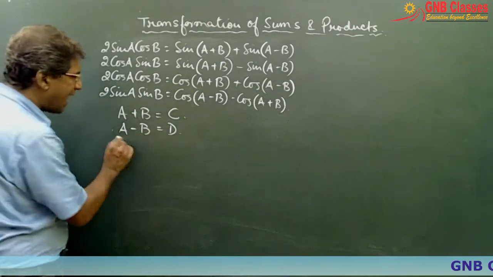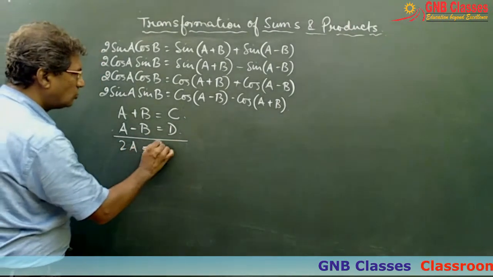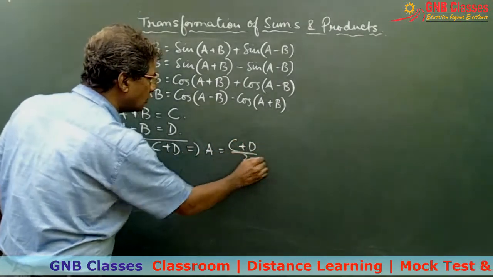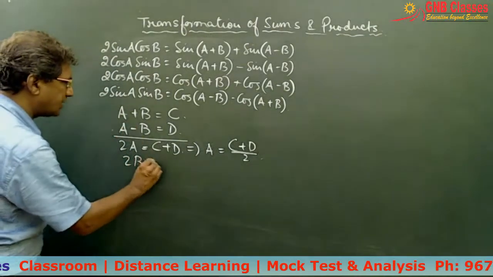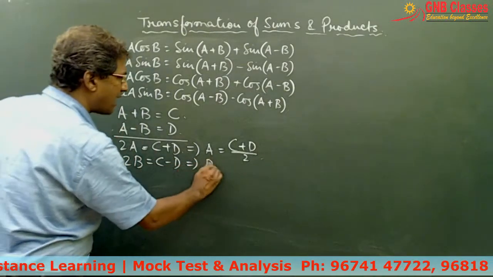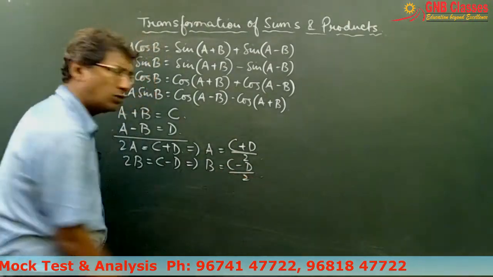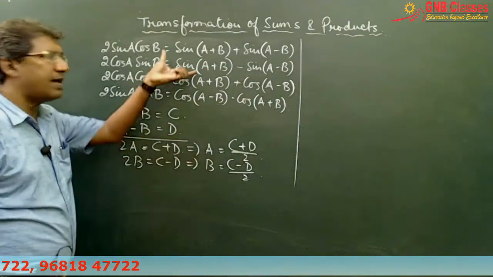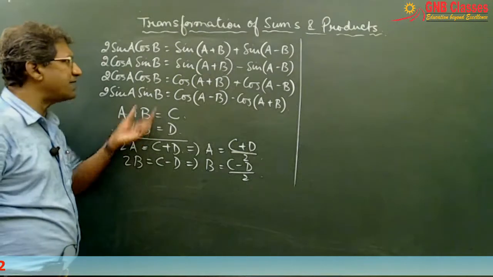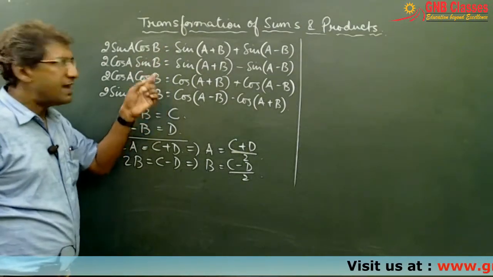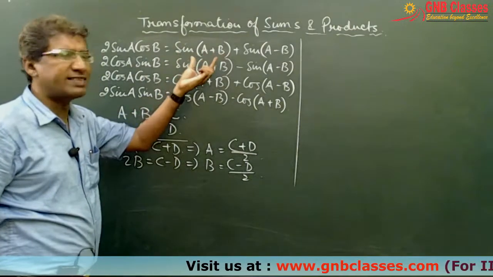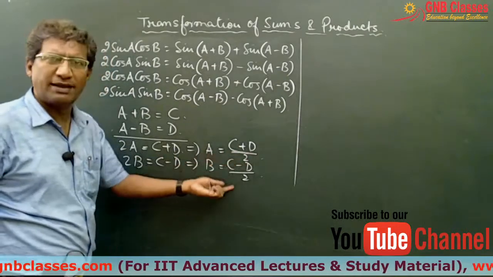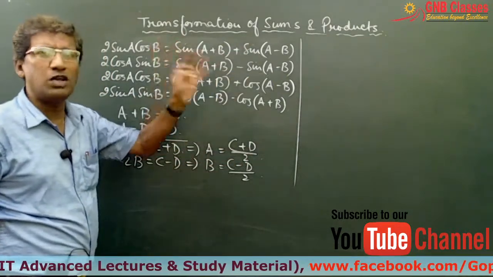Okay? Now if I add these two, we are going to get 2A is C plus D implies A is C plus D by 2. And if we subtract, we are going to get 2B equals to C minus D. That implies B is nothing but C minus D by 2. Right? Now, let me put the values of A and B as well as A plus B and A minus B in all those equations. Every time we replace A plus B by C, A minus B by D, and A by C plus D by 2 and B by C minus D by 2, we are going to get 4 new formulae.